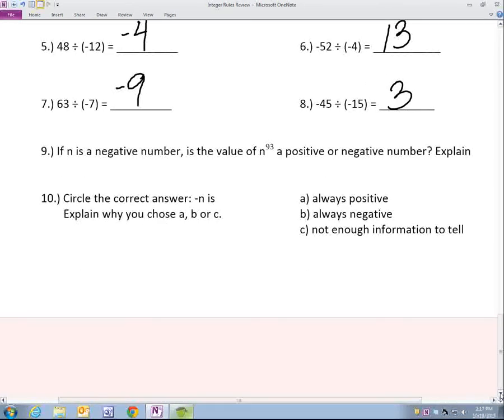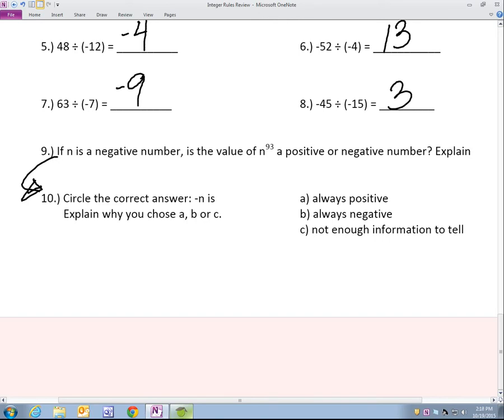Now let's look at this one, number 9. Hopefully you guys were able to do that quick because you should know how to multiply and divide. If n is a negative number, that's going to apply to both of these. It's going to apply to this one and also 9. So that means that n is any negative number. n can be -2, it can be -208, it can be -5,432,612. It's just any negative number. Okay?